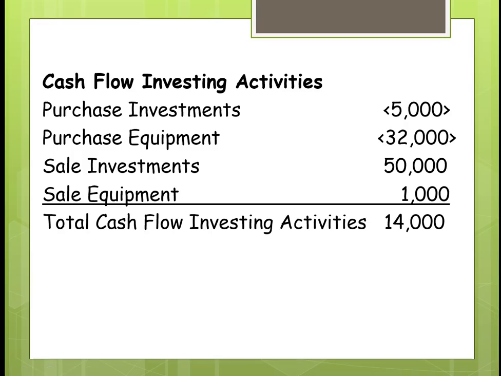So now here is our cash flow from investing activities. We have our two purchases and our two sales. It gives us a net change in cash flow from investing activities of $14,000. Now we're going to go back to our comparative balance sheets.